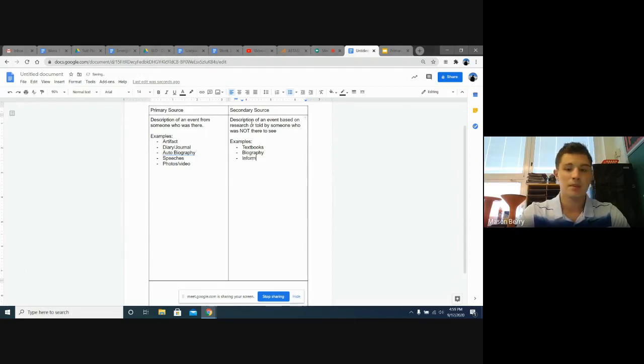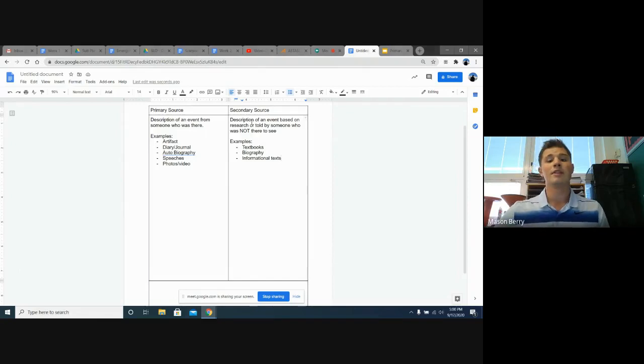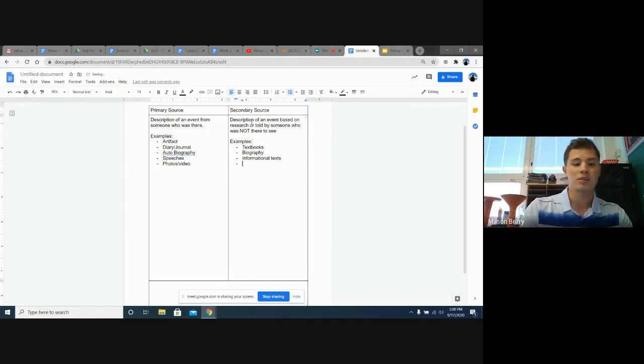Next up is informational texts. Informational texts are books, articles, passages, even magazines, anything that is written about other people or other pieces of information. So you could have an informational text about the United States. Those are considered secondary sources because the people writing them had to do research on them. This is an informational text here about Thomas Edison. It's not necessarily an autobiography because it's not telling about his life, it's telling about the inventions he made. The author of this book wasn't the one who invented the stuff. He had to do research on those inventions, so it's a secondary source.